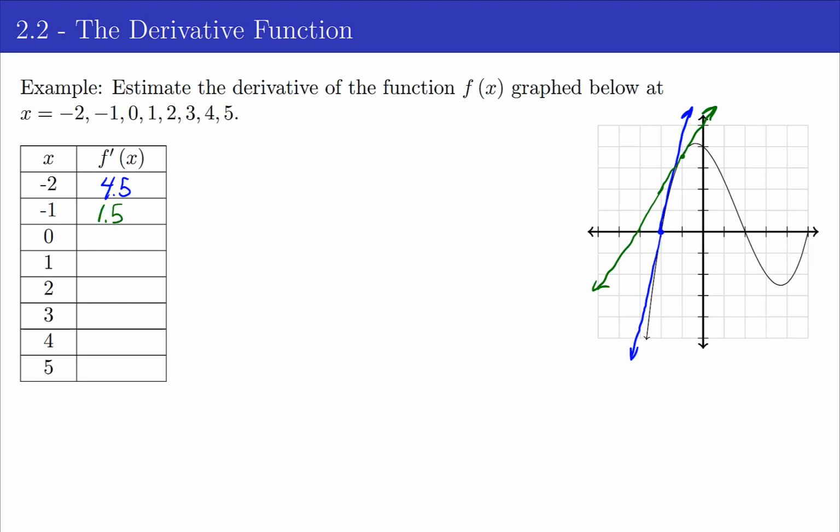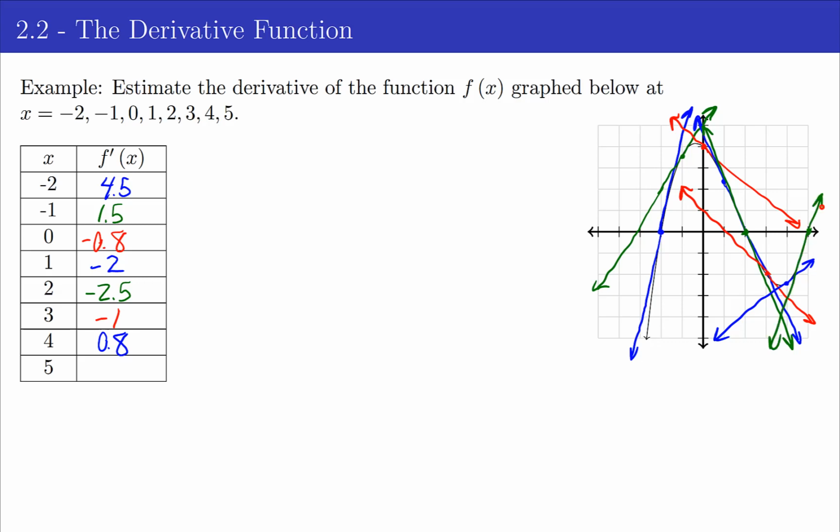And then we'll go to 0. At 0, you're going to have a negative slope. Something like this, which I'll estimate to be about -0.8. Then at 1, we will say this one is about -2. Then at 2, I'll say this one's about -2.5. At 3, I'll say this one's about -1. At 4, I'll say this is about 0.8. And at 5, let's say this one is about 3.5.